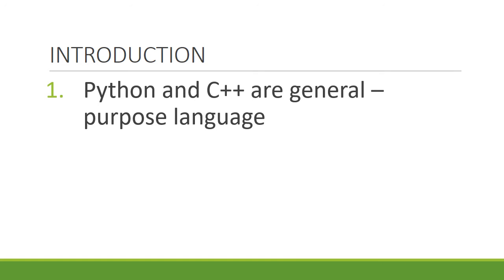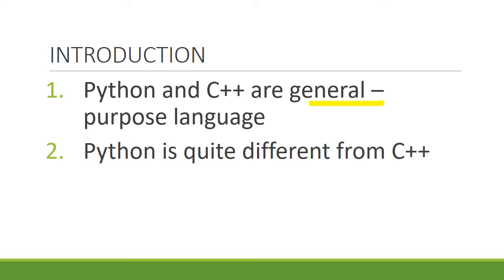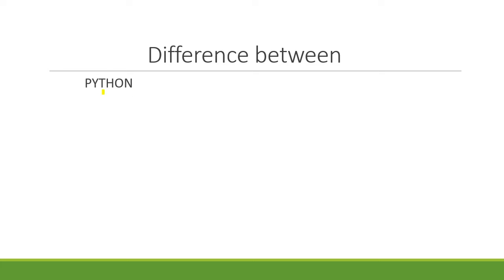For the introduction, Python and C++ are general purpose languages. So Python is quite different from C++, and C++ is different from Python. What are the differences? Now we can see the difference between Python and C++.